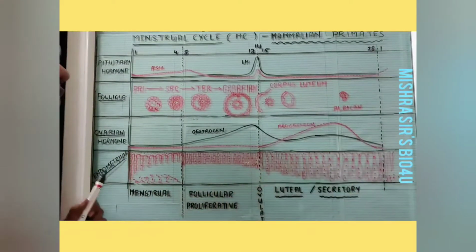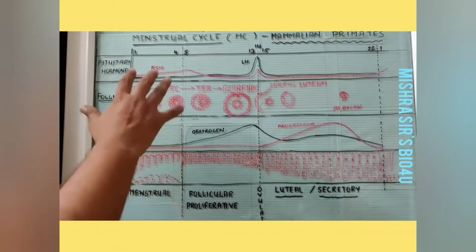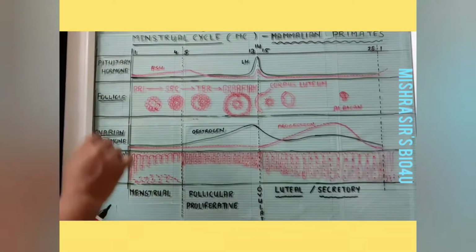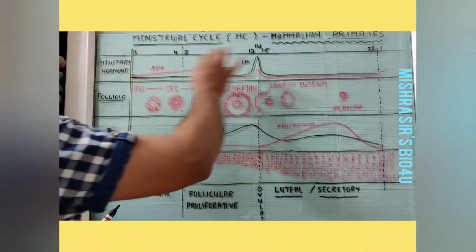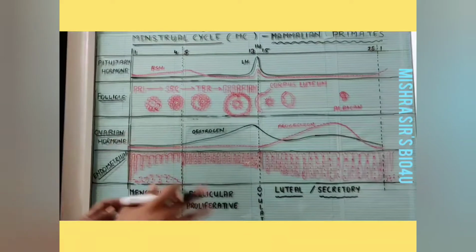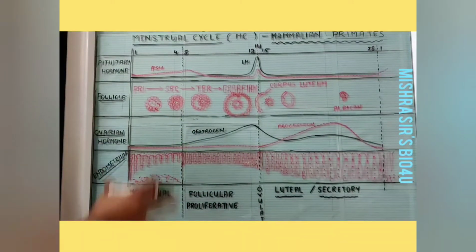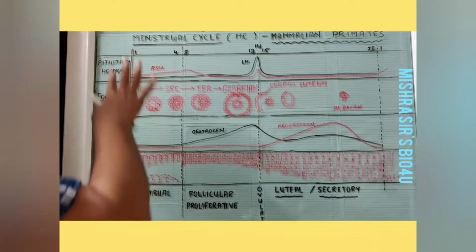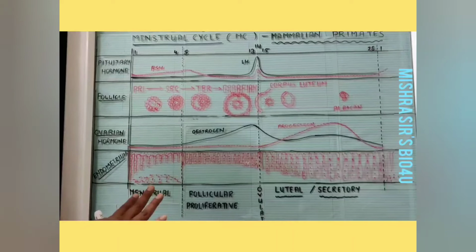So let's start. To understand this topic, my advice is that you don't try to learn the cycle in one go. Learn phase by phase. I told you that a normal menstrual cycle is 28 days, divided into 4 phases. So let's first concentrate on the first phase, which is day 1 to 4. The first 4 days are called the menstrual phase.